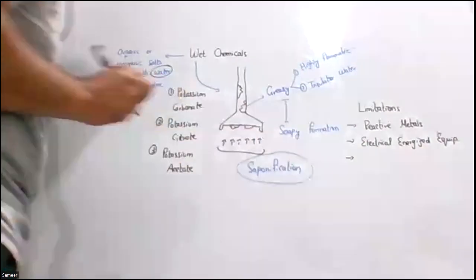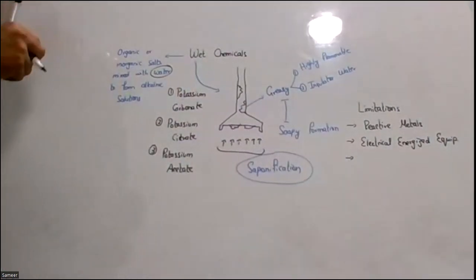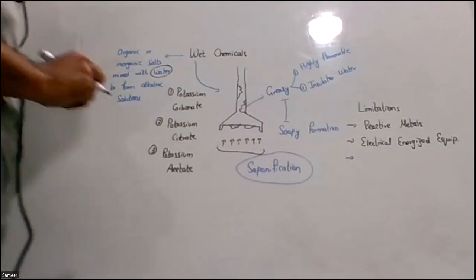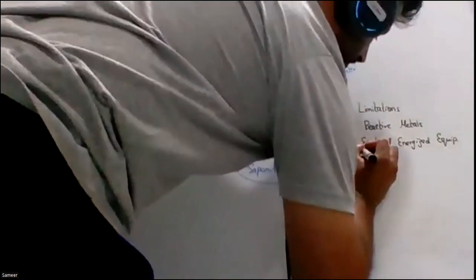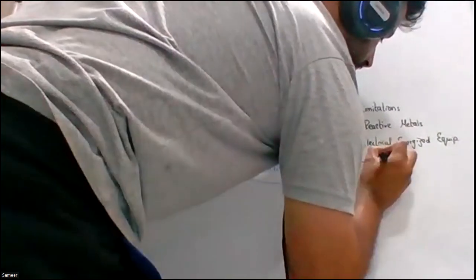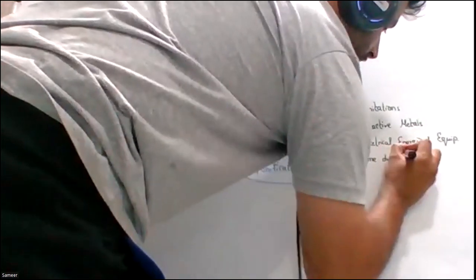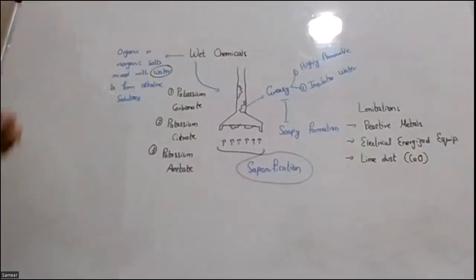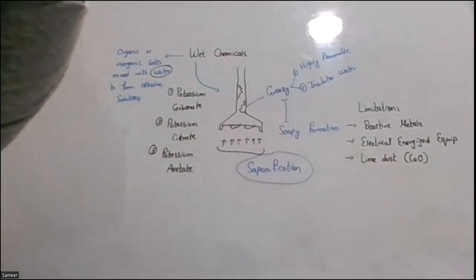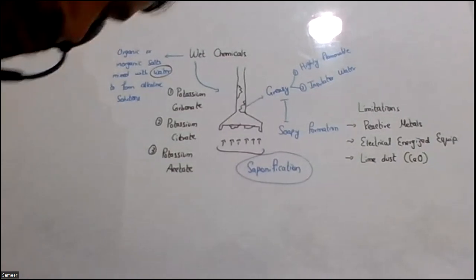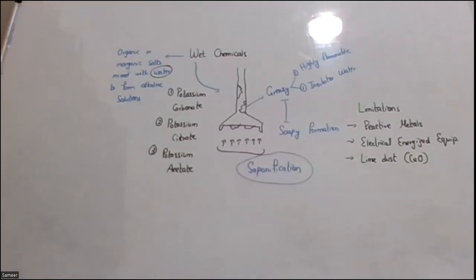The third limitation that it has is lime dust. We cannot use wet chemicals with lime dust. That is CaO. It is not compatible with that. It may tend to give too vigorous a reaction. What is lime dust? Where do we use lime dust? Anyone? Lime dust.